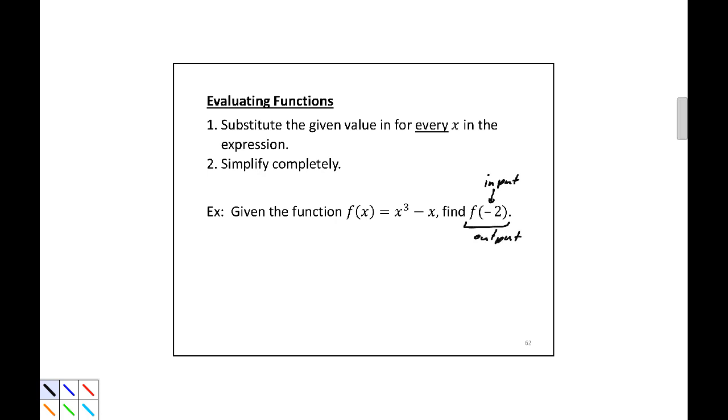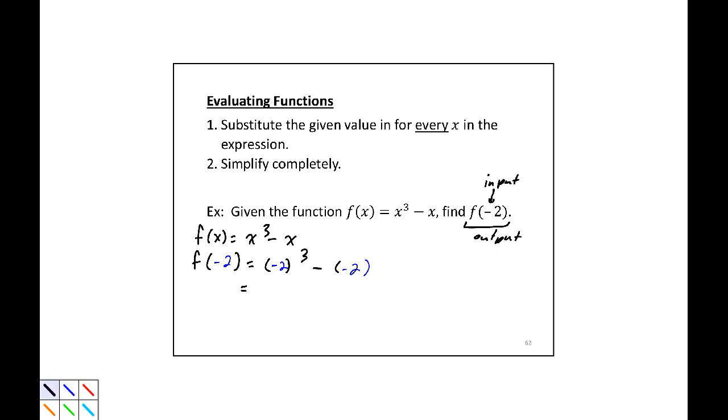So let's take our function f of x equals x cubed minus x, and I'm going to input negative 2 as my x value, cubed minus x, and to input that in every occurrence of x that I have. Try that again. All right, now we will simplify that.